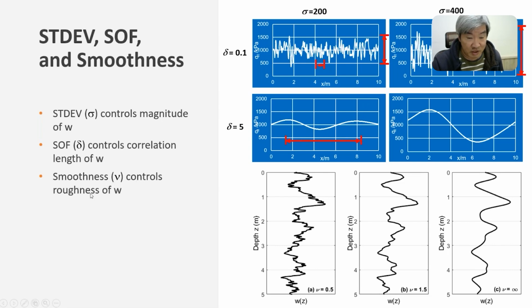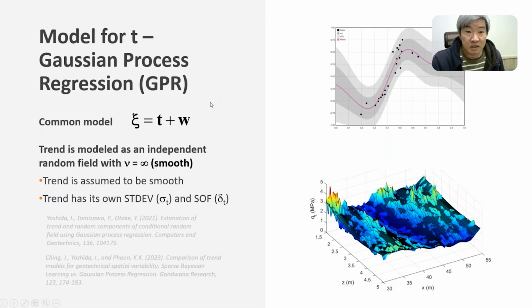Smoothness controls the roughness of W. For this guy, the random field is rough, so smoothness is small. For this guy, it is very smooth, and the smoothness parameter is infinity. So these are the 3 parameters for the spatial variability part.